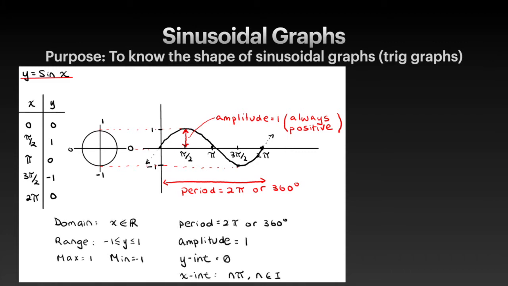And here's just a bunch of properties of this. So the domain is x is all real numbers. The range is from -1 to +1. You've got a maximum value at 1. You've got a minimum value at -1. I already said the period, the amplitude. My y-intercept is 0. So where it touches the y-axis is 0. And my x-intercept is cyclical. So every pi, 0 pi, 1 pi, 2 pi, 3 pi, and so on and so forth, that is an x-intercept. So these are some properties of sine x.